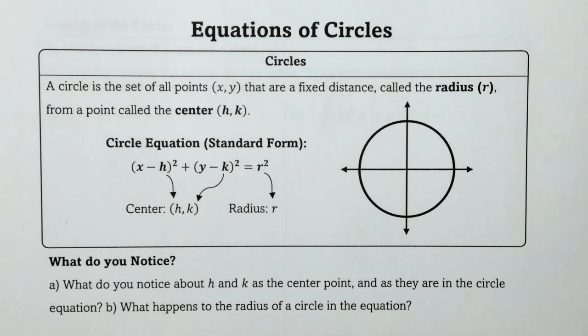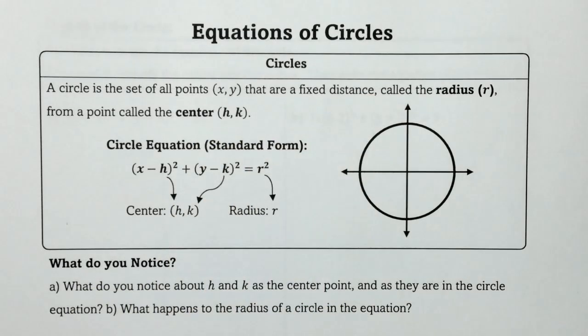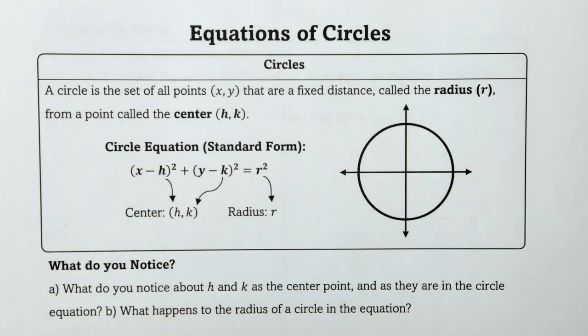All right, everybody, this is going to be notes on equations of circles. I find this pretty simple. You just need to know these three things, r, h, and k, when looking at the formula, which is spelled right here. It is always written in standard form.